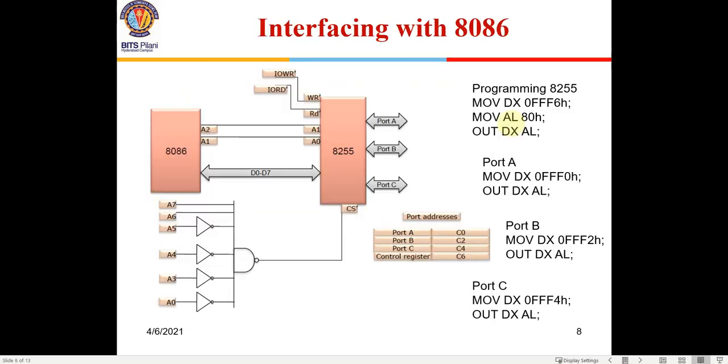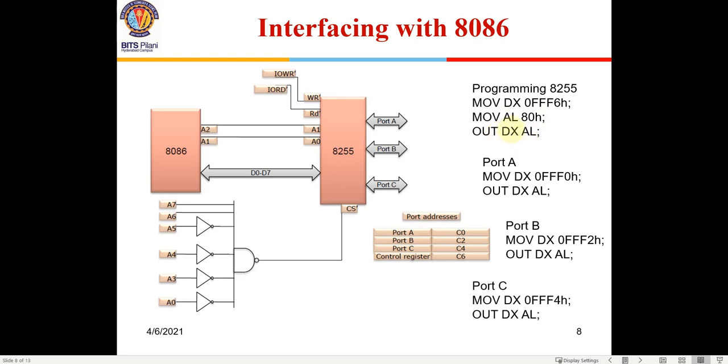So initially when we are programming, we will write MOV DX, 0FF6, and then MOV AL, 8A. So in and out, we know that everything has to be through the accumulator only. So initially here in this example, for that example which we just saw, it will be 8A. So we will move 8A into the AL register, and then we will write an OUT DX, AL.